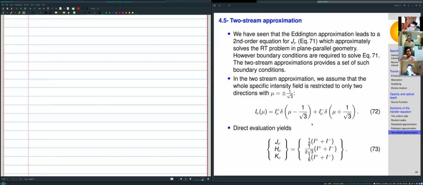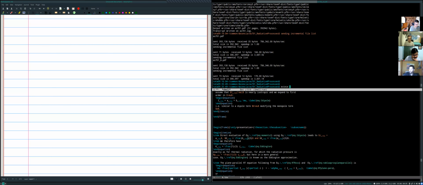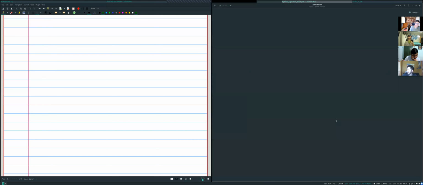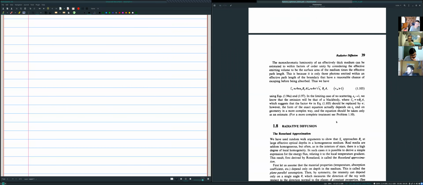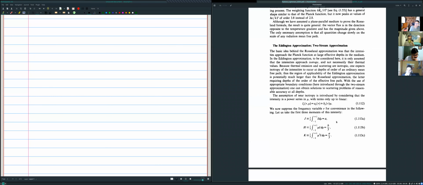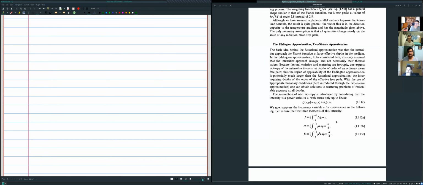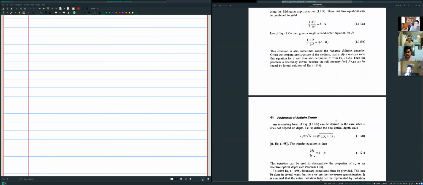I will just read out a paragraph or just a phrase from the book, which says that to solve the boundary condition, this can be done in several ways, but here we use the two stream approximation. It is assumed that the entire radiation field can be represented by radiation traveling at just two angles, which is cos theta equal to plus minus 1 by root 3.